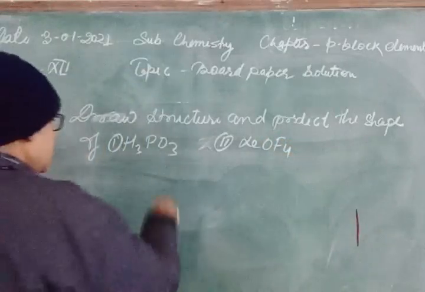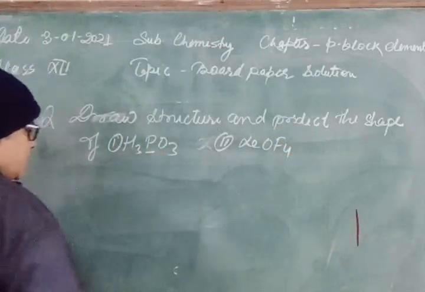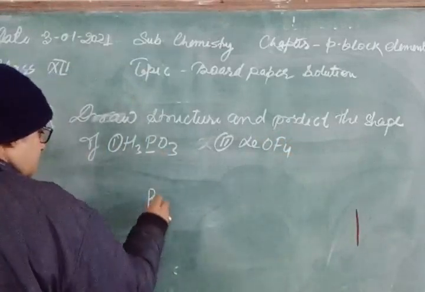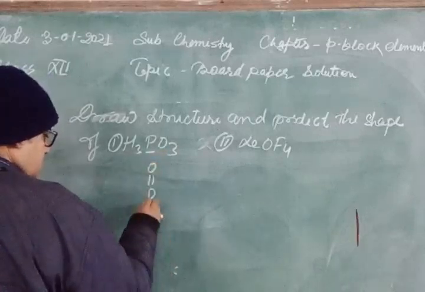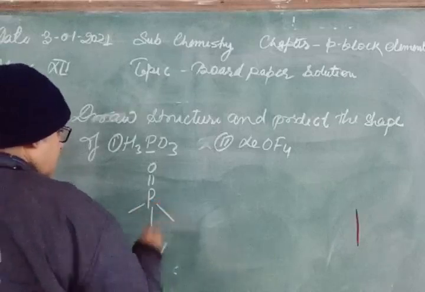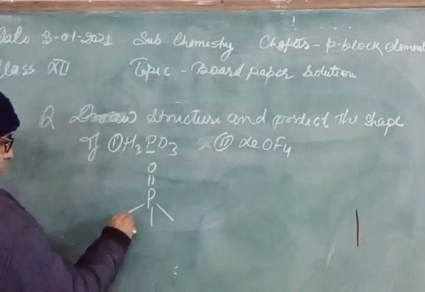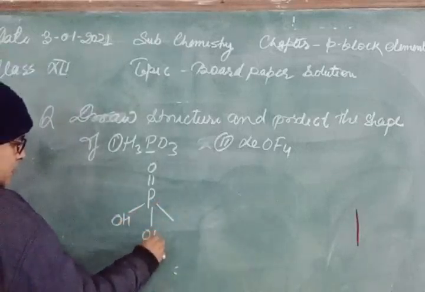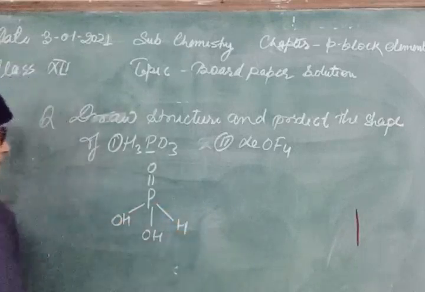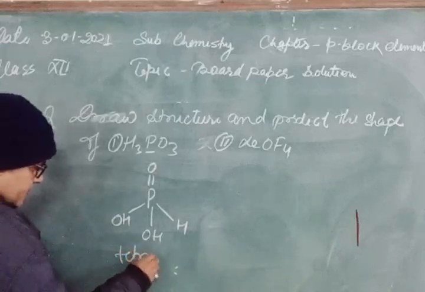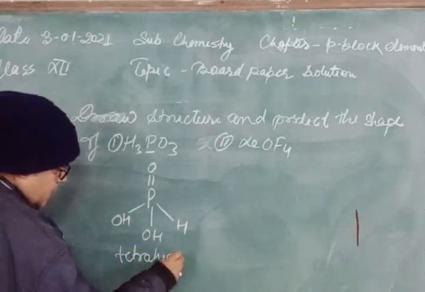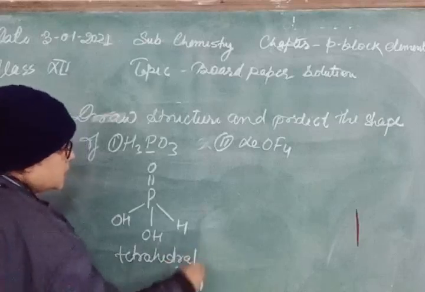As you know, in case of a phosphorus compound, first you have to make a double bond with oxygen, then the rest will be OH. Here is 2 OH and 1 H. This one is the tetrahedral structure, tetrahedral shape.